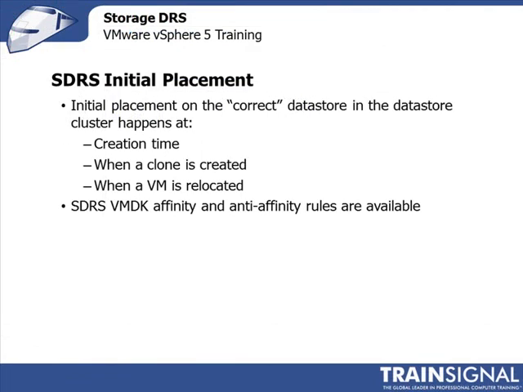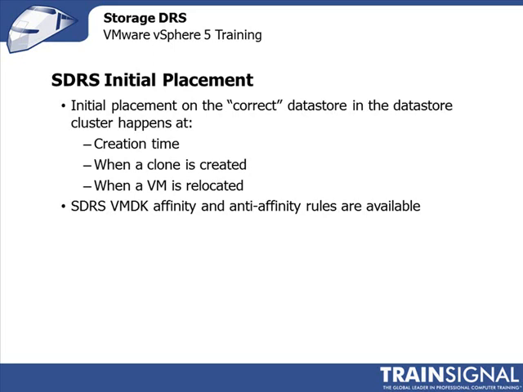One of the ways that Storage DRS helps you is on initial placement of virtual machines. So initial placement means at creation time when the virtual machine is created, when a clone of the virtual machine is created, or when a virtual machine is relocated to a new data store or a different data store cluster. So this initial placement happens to ensure that the virtual machine is placed on the correct data store. The correct data store being the one with the most space available and also the least latency.